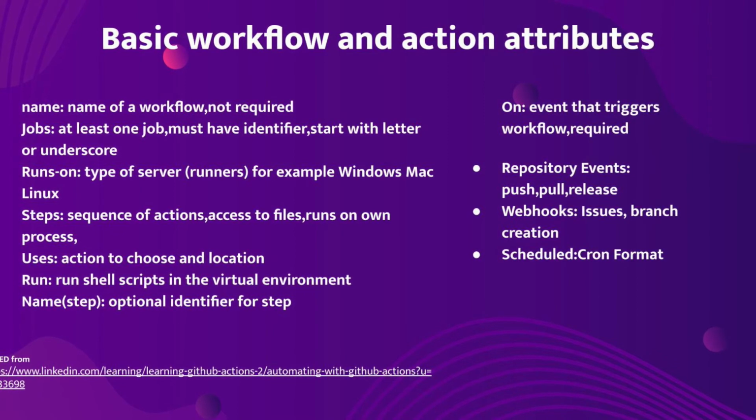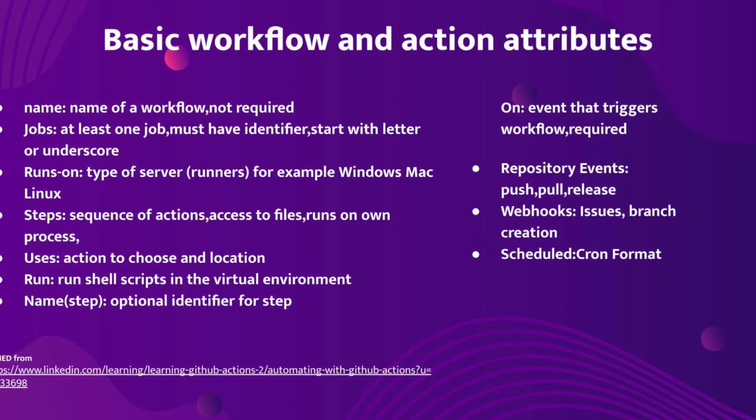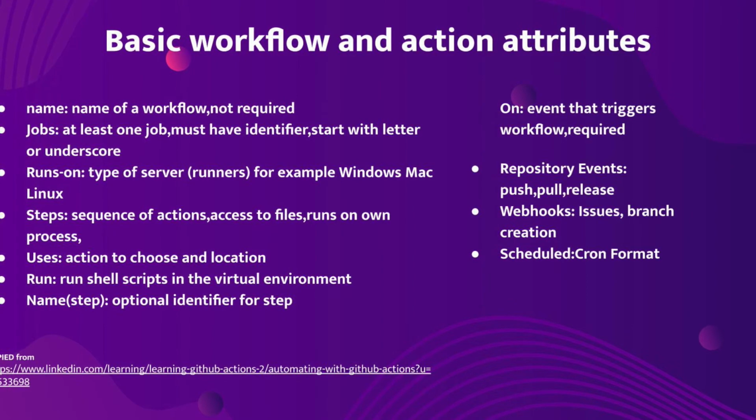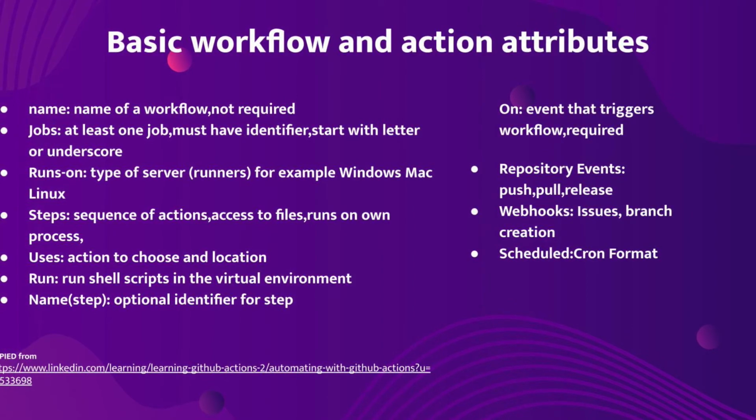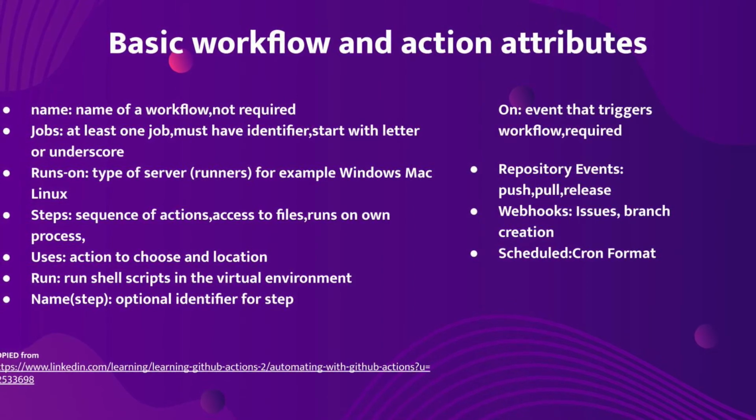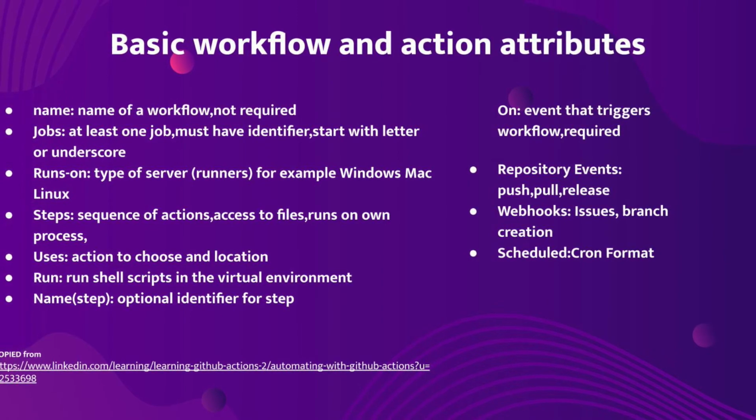Every workflow must have at least one job. Each job must have a name, which starts with a letter or underscore. The runs-on attribute tells GitHub the type of runner we want to use, for example Mac, Windows or Linux.